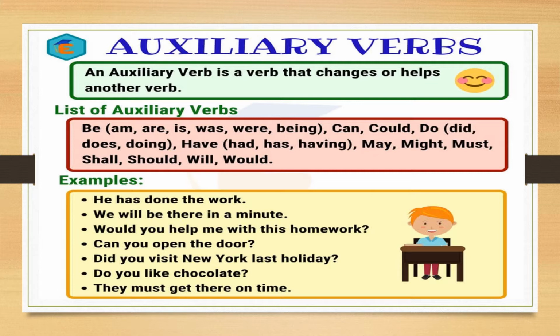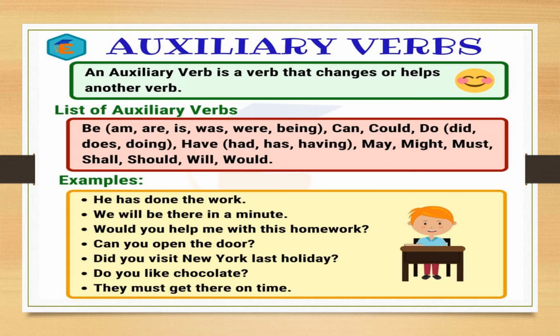Here is a list of some auxiliary verbs. Be in all its forms: am, are, is, was, were, being, can, could, do, did, does, doing. Have in all its forms: had, has, having. May, might, must, shall, should, will, would.